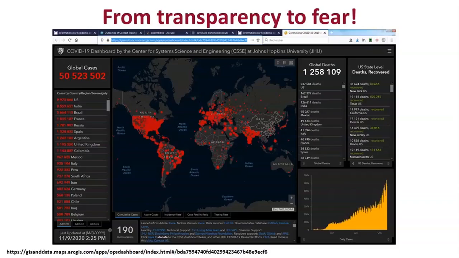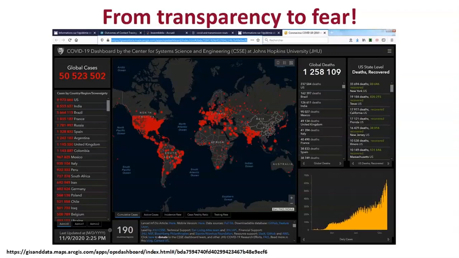So fear was used for communication, obviously. When you were looking at the jumping numbers every minute, every day, seeing the virus spreading, it's very frightening. And obviously, you're inclined to do more prevention after.